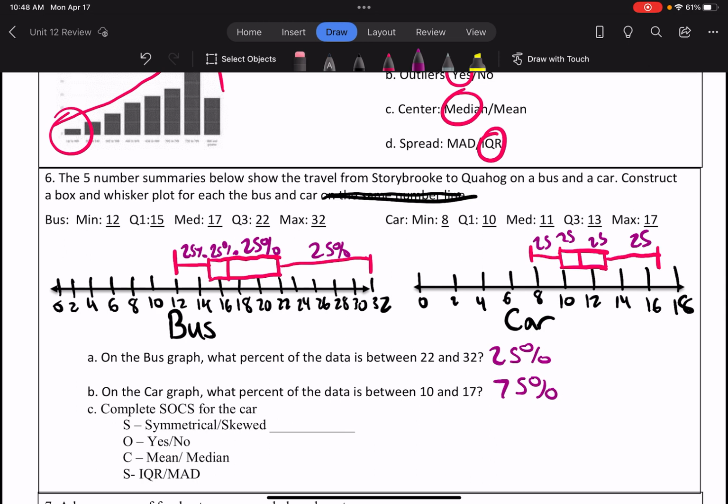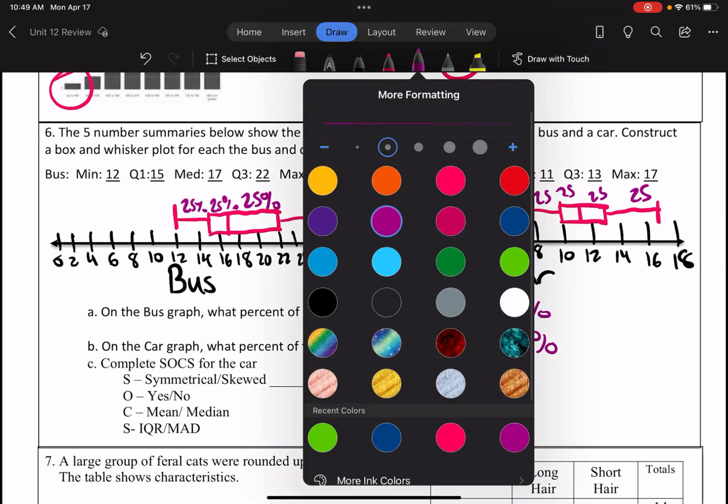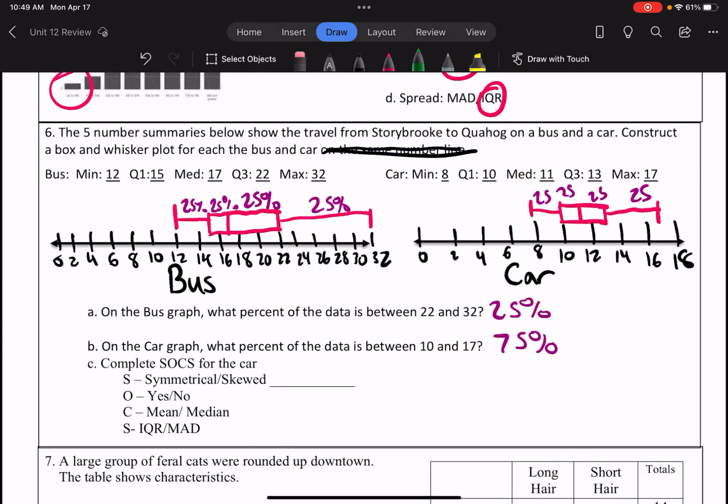And then it says complete the sock for the car. So if I'm looking at the car, I need to go ahead and find my lower fence and my upper fence. So my lower fence is going to be my Q1, which is 10, minus 1.5 times my IQR. And my IQR in this case is going to equal 13 minus 10. So that's Q3 minus Q1. So my IQR is 3. So my lower fence should be at 10 minus 1.5 times 3, which is going to give me 5.5.